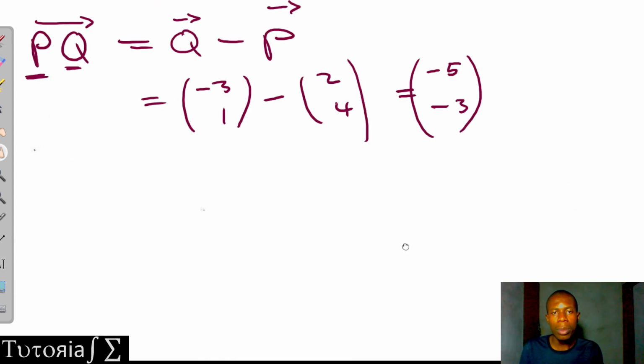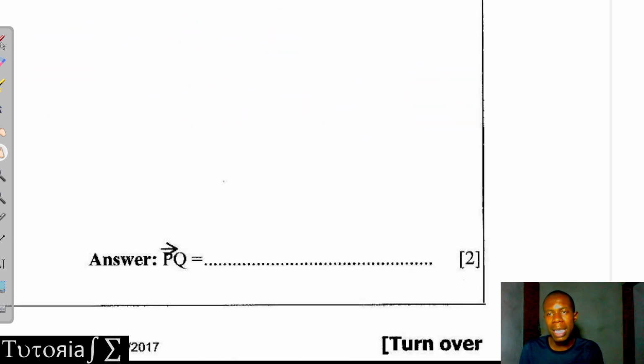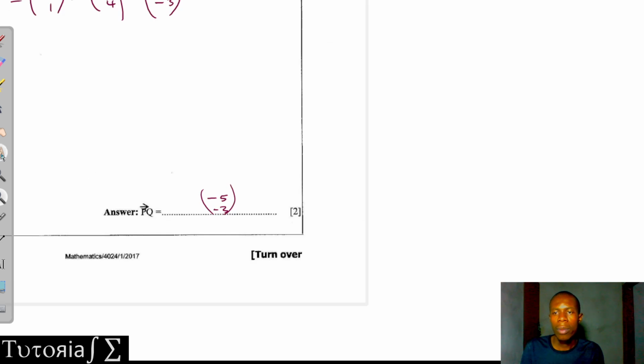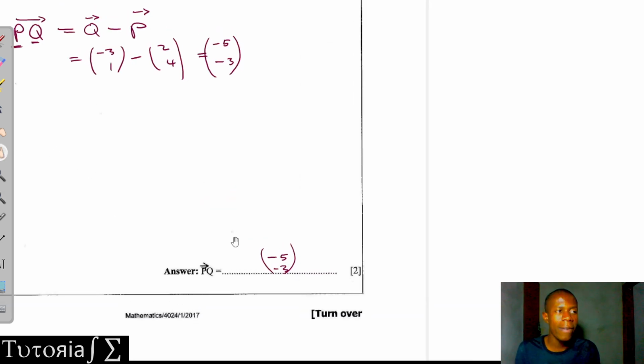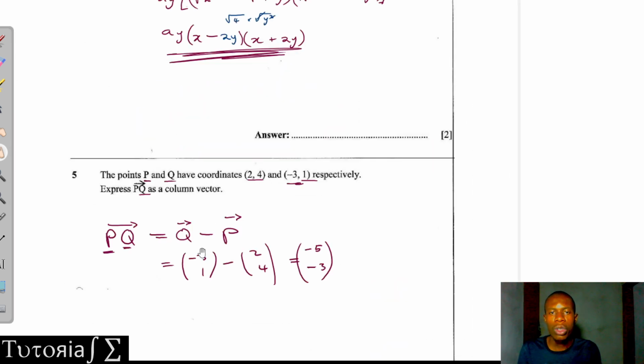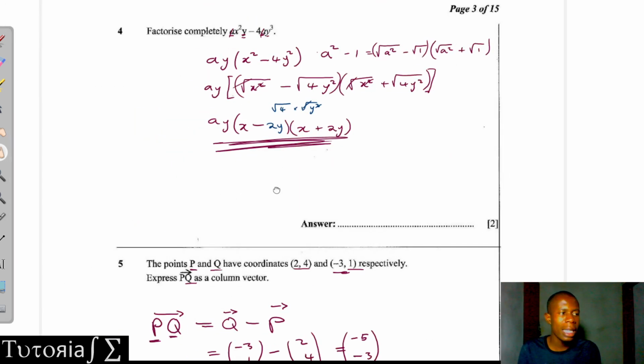So that is how you're supposed to work out this one, and you get your full marks there. Of course, your answer should be written here, which is -5, is it -5 and -3? Yeah, so that is -5 and -3, like that. Okay, and you're done for the second section.